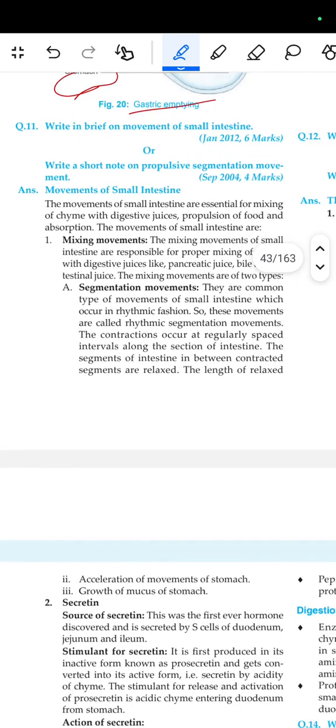Next: write in brief on the movement of the small intestine. Write a short note on the propulsive and segmentation movement. The movement of the small intestine.